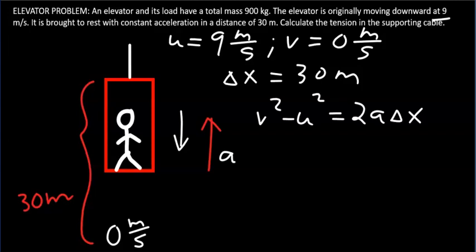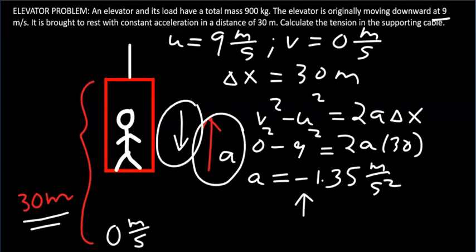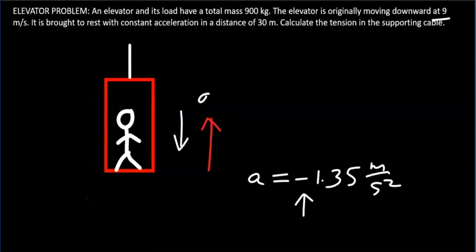So let's substitute the numbers. v is 0, so 0 squared. u is 9, so 9 squared equals 2 times acceleration times Δx. Δx is 30 meters. And a turns out to be minus 1.35 meters per second squared. Now it is minus because the direction of acceleration opposes the direction of motion. So now we know the acceleration is in an upward direction with a magnitude of 1.35 meters per second squared.